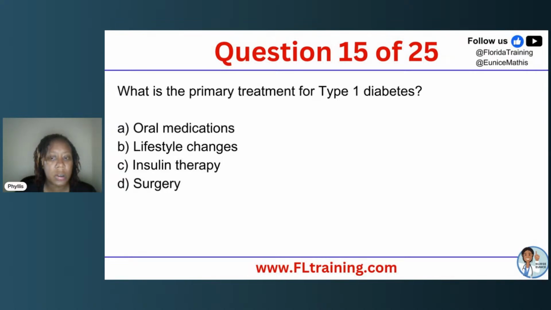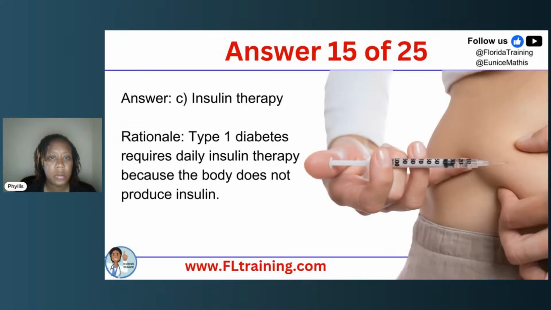All right, let's go ahead and reveal the answer. If you chose C, you are absolutely correct. Insulin therapy. Type 1 diabetes requires daily insulin therapy because the body does not produce insulin. Way to go, guys.